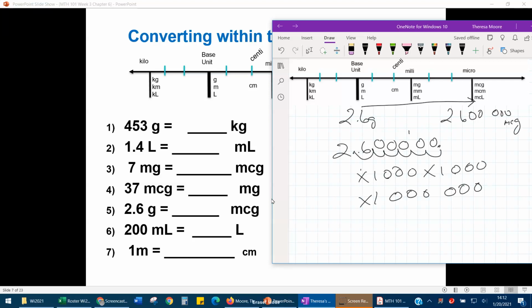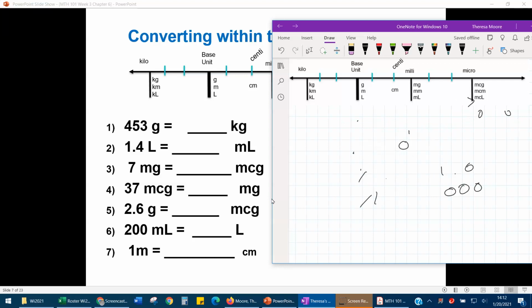Milliliters to liters. Milliliters is right here. So we have 200 milliliters. Decimal point is right here. We're going back to liter, 3 places. 0.2 liters. Or you can think of it as 200 divided by 1,000.